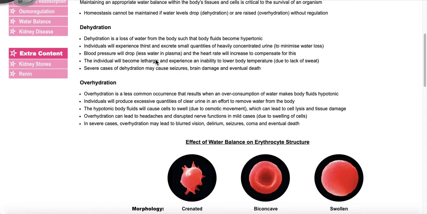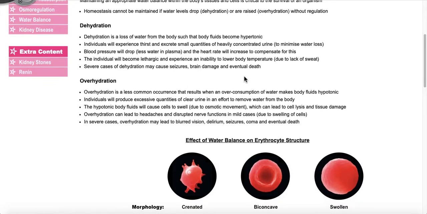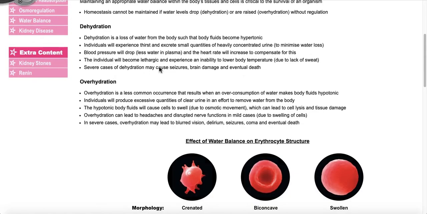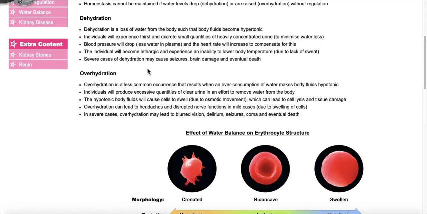The individual will become lethargic and experience an inability to lower the body temperature because the individual can't sweat. Remember, this is a form of evaporative cooling. So this increase in temperature inside the body, if it gets really severe, may cause seizures, brain damage, and eventual death. So dehydration has serious consequences.